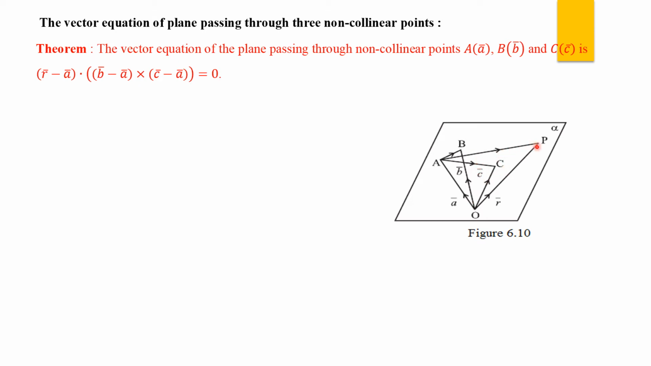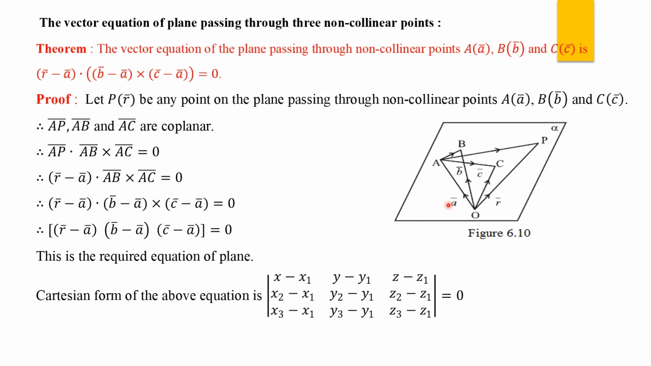Let P(r) be any point on the plane. Therefore, the position vector of P is r vector. Solution. Let P(r) be any point on the plane passing through three non-collinear points a vector, b vector and c vector. We know that A, B, C are points on the same plane. Join AP, AB and AC.